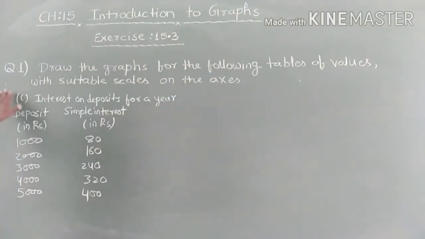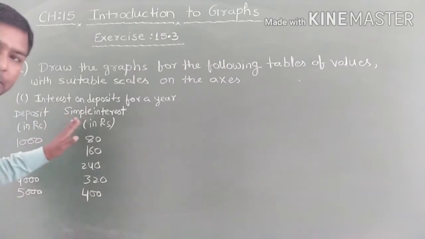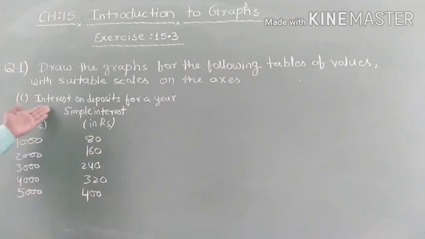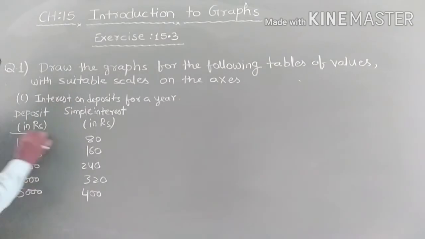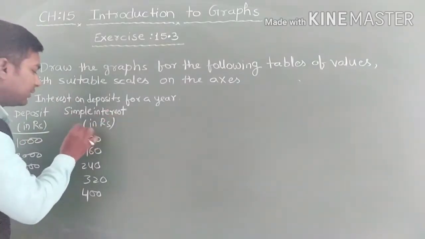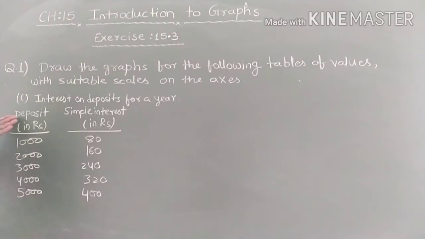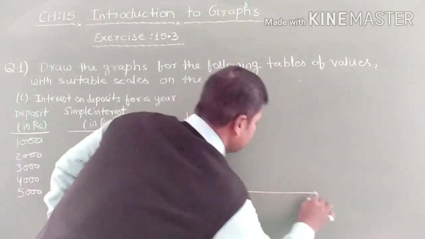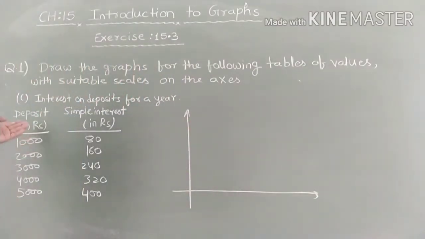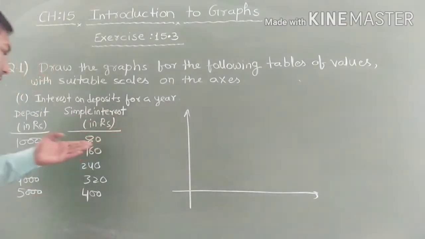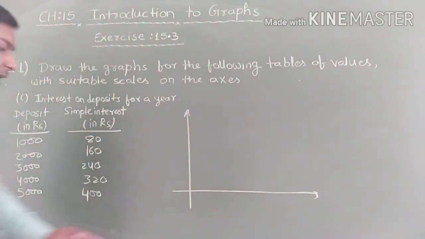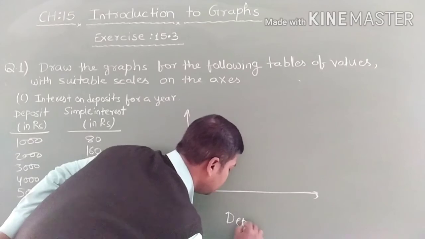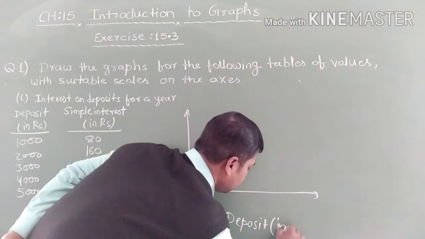Now C part, question number 2, and this is the last part of this question. Interest on deposits for a year is given. Deposit is given in rupees and simple interest is given in rupees. So deposit versus simple interest, we have to draw a graph. Simply, on the x-axis we can take deposit, and on the y-axis we can take simple interest. So deposit is on the x-axis, in rupees.